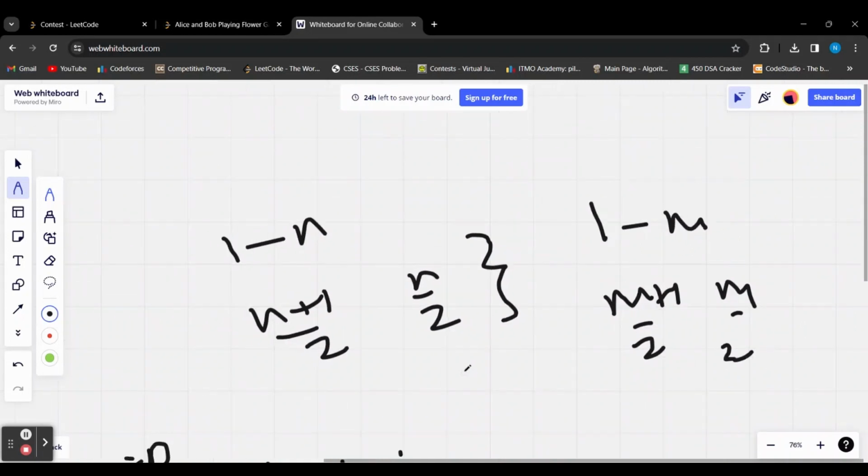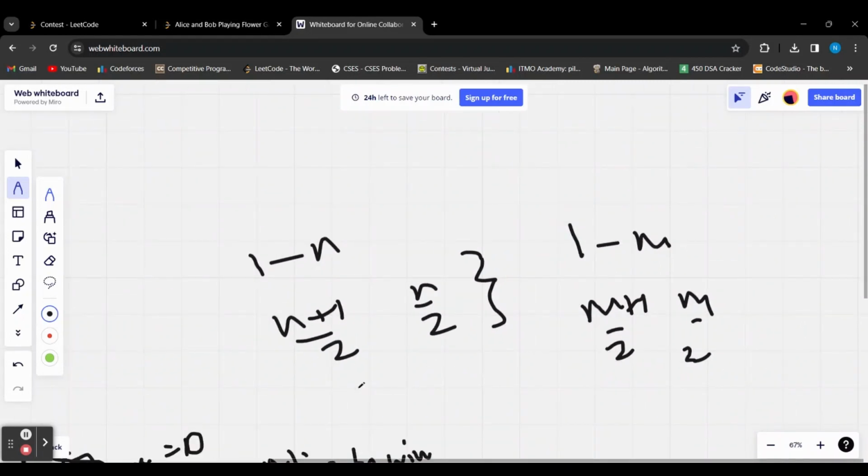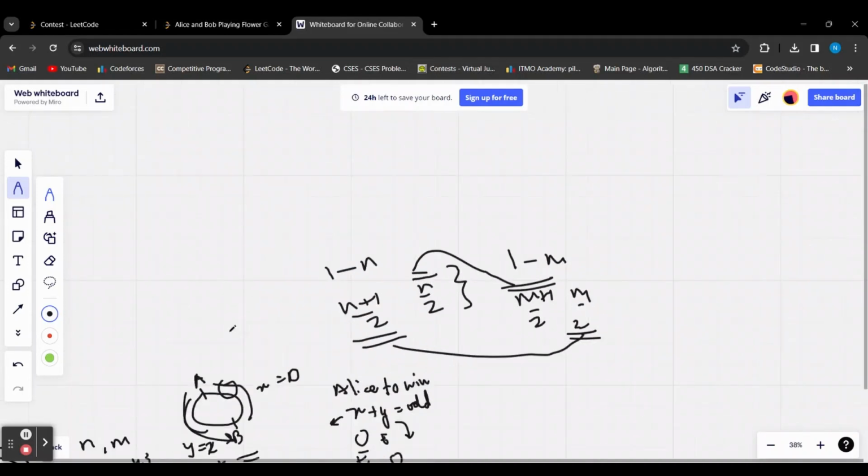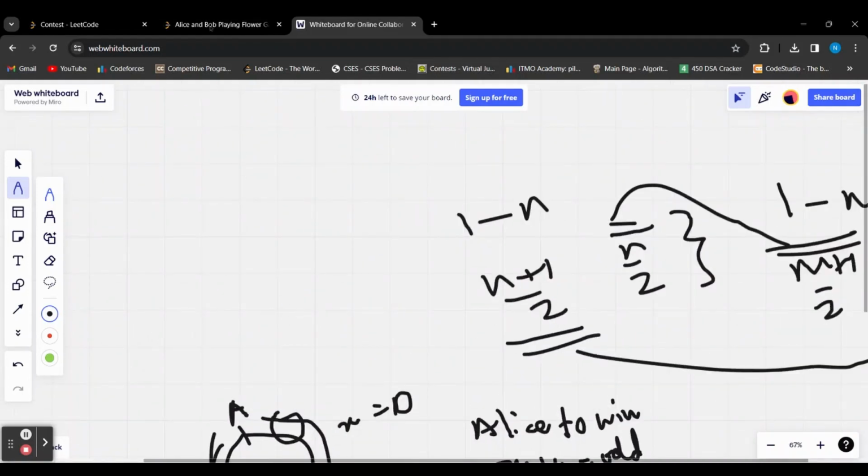So to get the total number of pairs, what we do is we multiply the number of odds in 1 to n with the number of evens in 1 to m and add that to the multiplication of number of evens in 1 to n to the number of odds in 1 to m. Finally, that will be our answer. That is the algorithm for this problem. Let's move on to the code.